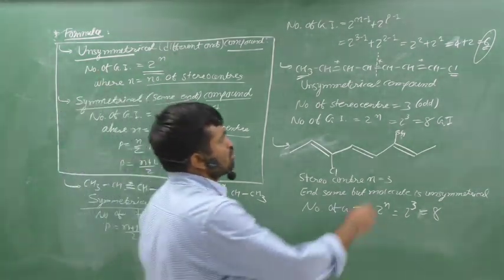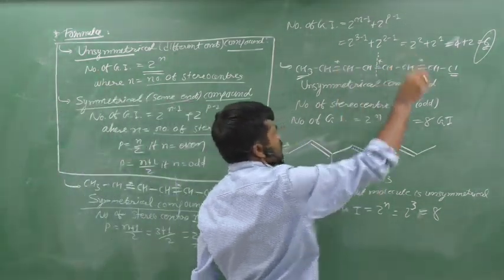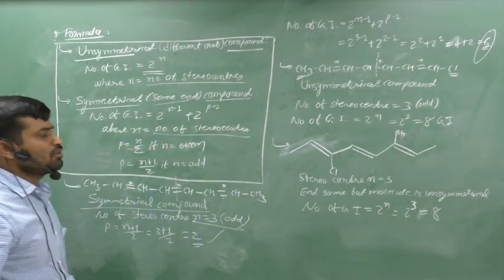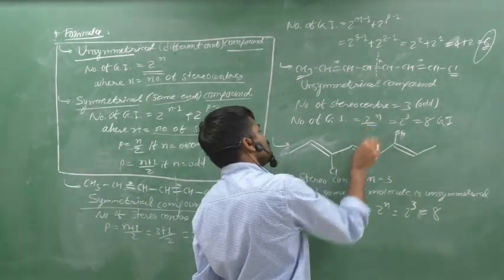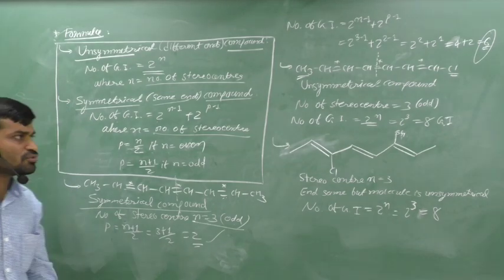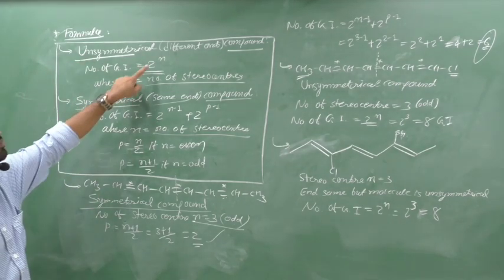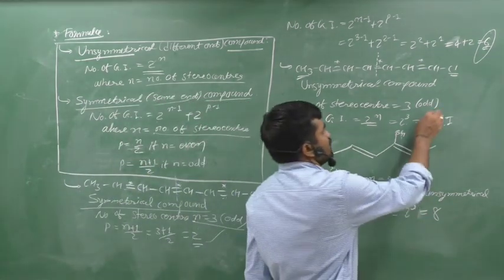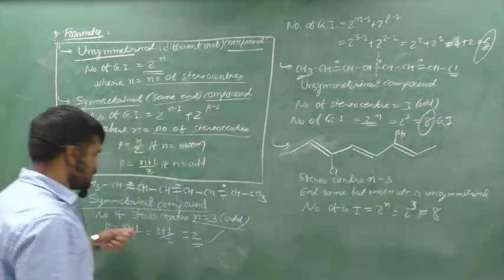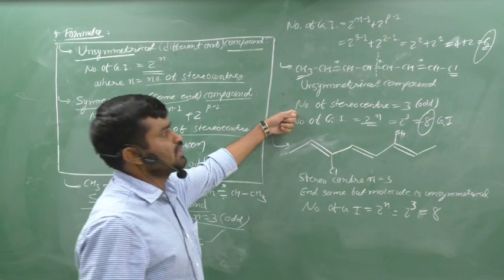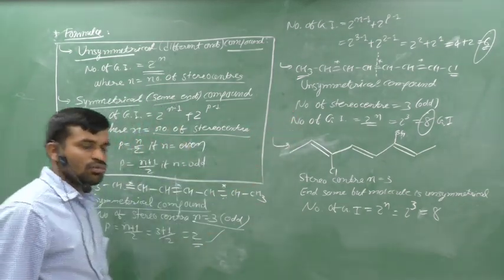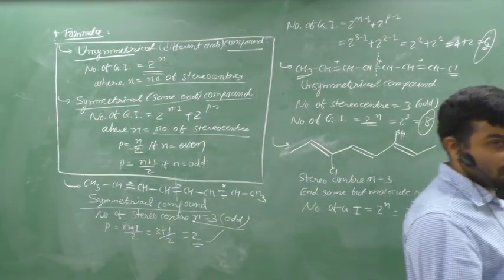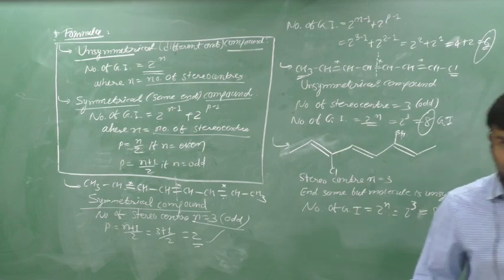The number of stereocenters is equal to 3: 1, 2, 3. You can check it. Clear? Therefore the number of GI is, very simple, 2 raised to n. Why 2 raised to n? For unsymmetrical, 2 raised to n. We can say that 2 raised to 3 is equal to 8. Here is a symmetrical structure, here is an unsymmetrical structure. An unsymmetrical structure always has more isomers than a symmetrical one. Clear?